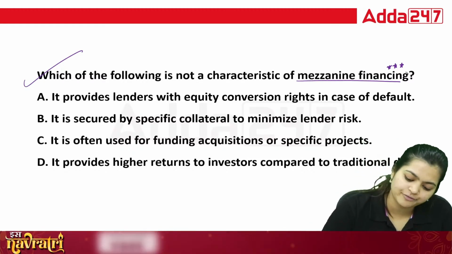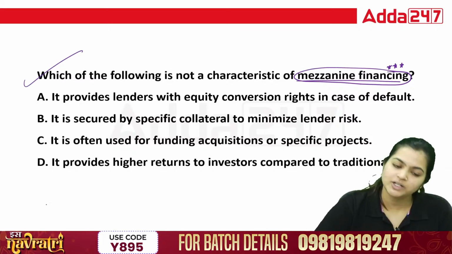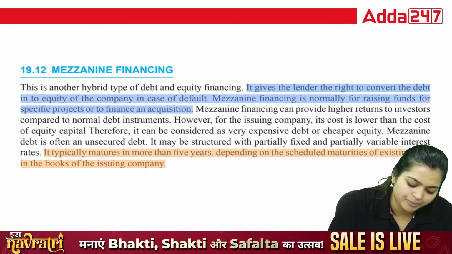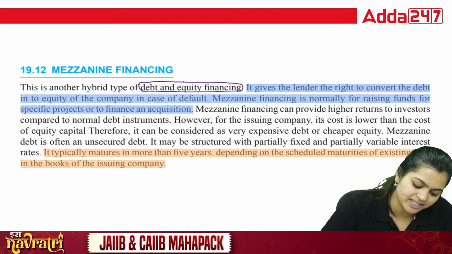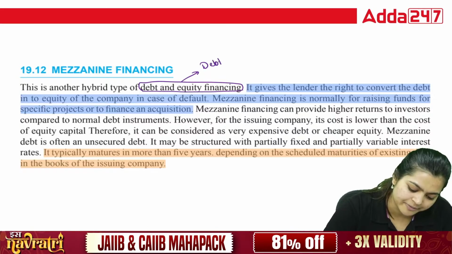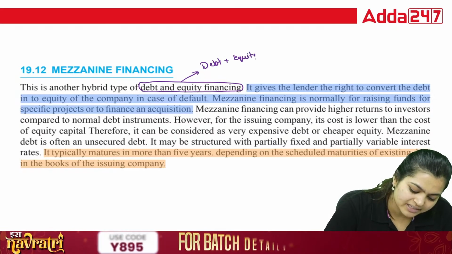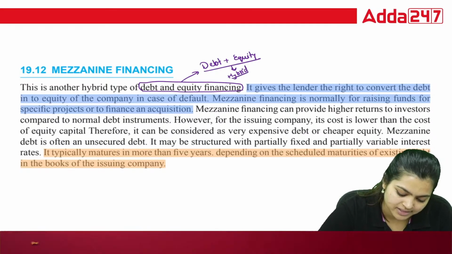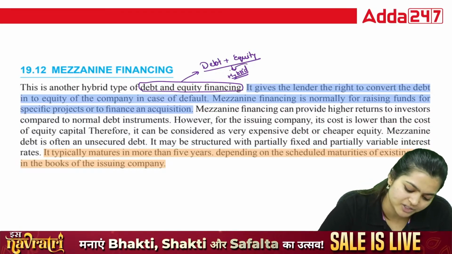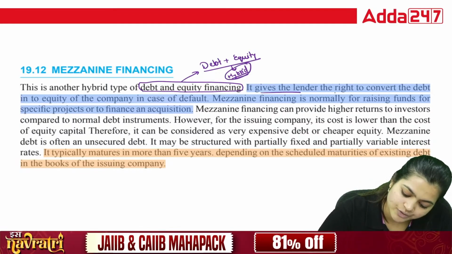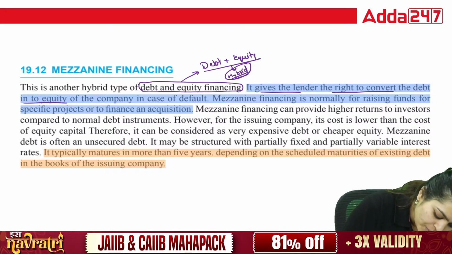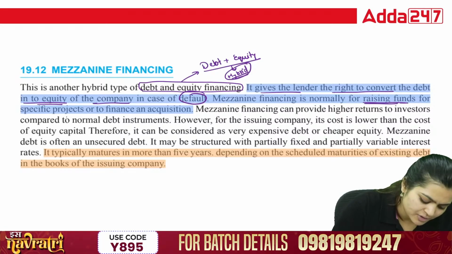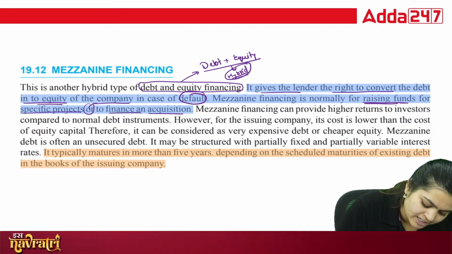Now, first of all, if you are not aware of mezzanine financing, let's talk about it. So what is mezzanine financing? Mezzanine financing is a type of debt and equity financing. It means when both the combinations are there, debt plus equity, then that is going to be which type of financing? Hybrid financing. Yes, because you can see the combination of both things here. Now it gives the lender the right to convert the debt into equity of the company in case of a default. Yes, this is normally for raising funds for specific projects or to finance an acquisition.